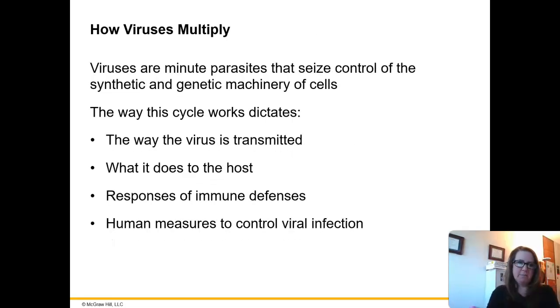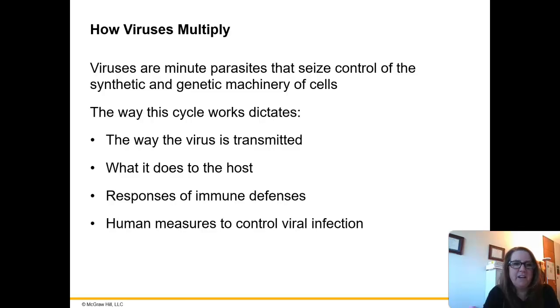So let's take a minute to talk about how viruses multiply. We talked about this before a little bit, but what we know about viruses is that they are obnoxious, right? They don't obey the rules of life as we know them, and they are highly specific to taking over and controlling the genetic machinery of cells. So they're essentially using that machinery inside the cell to do all the work for it.